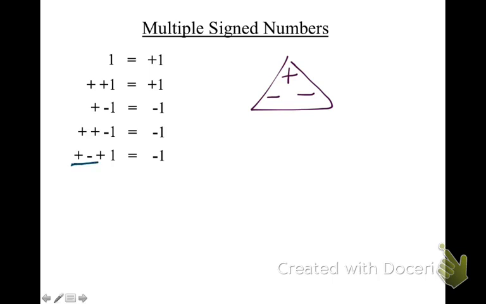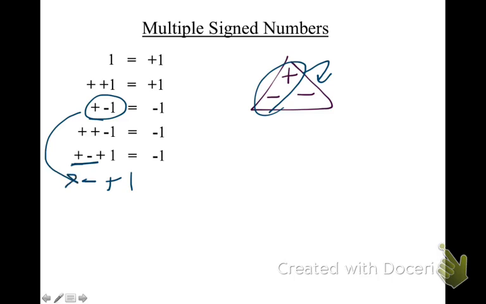Positive times a negative, what do I get? I get a negative. So this ends up being a negative plus a 1. And if I look, it looks exactly like that one. And what was the answer? -1. So -1 is also going to be my answer.